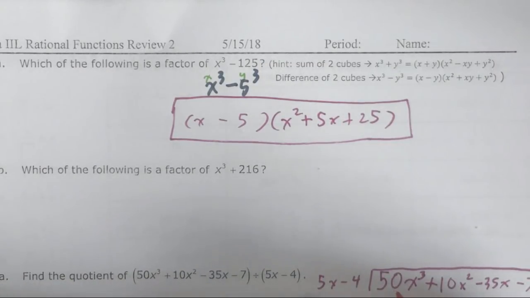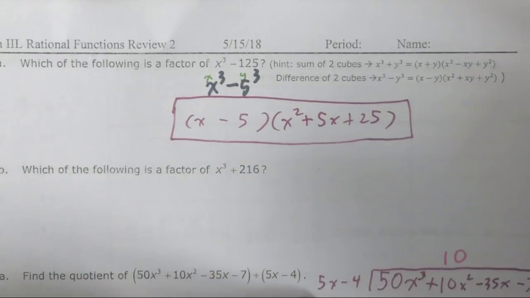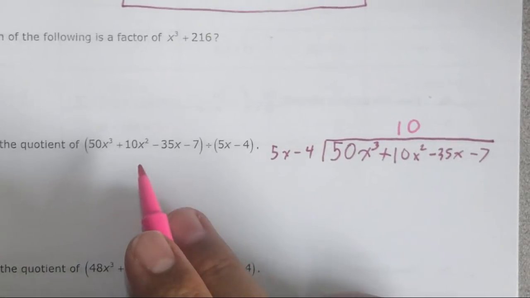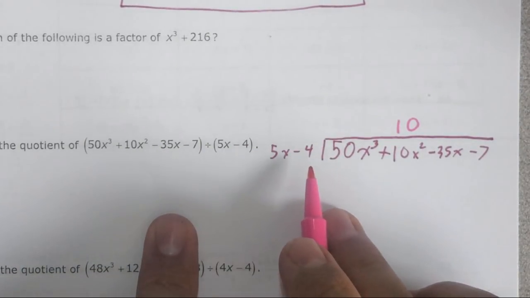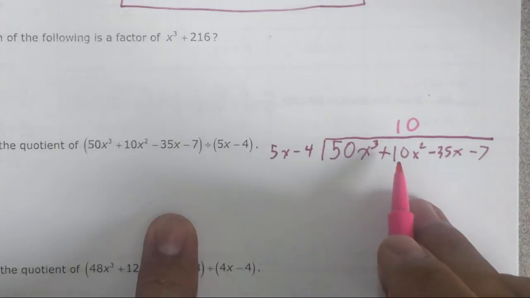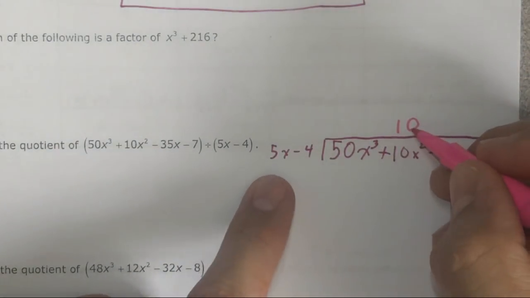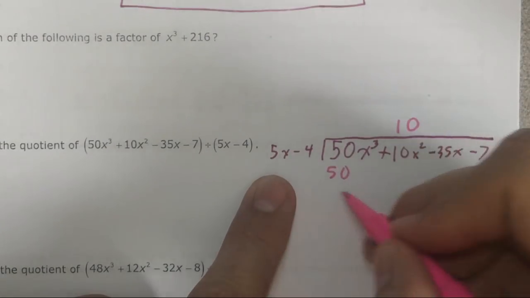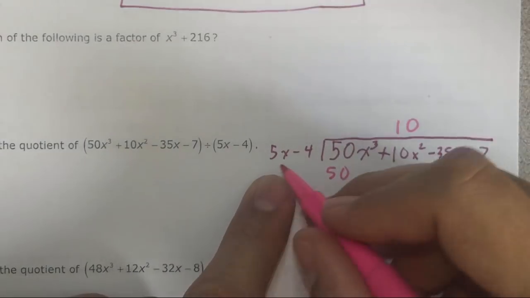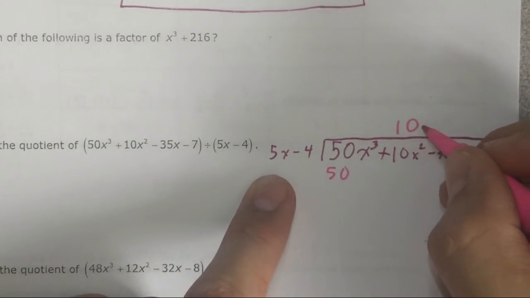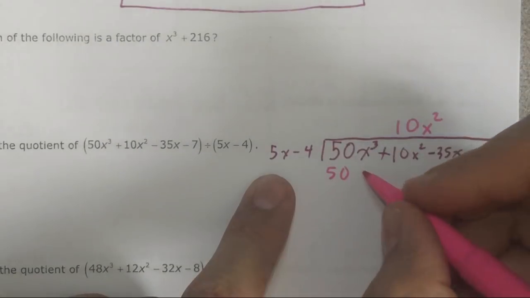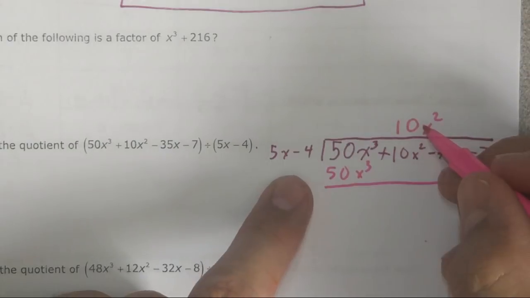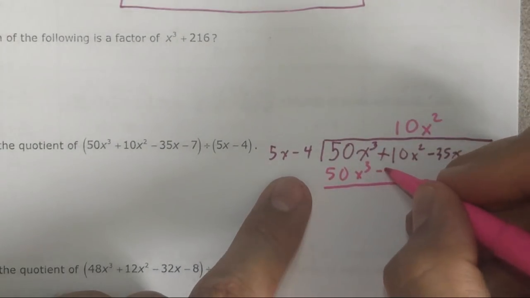How many times does 5 go into 50? That goes in 10. Oh, you can't see that. I'm sorry. First one in the box, second one outside the box. We're looking binomial, binomial. Which one goes in the box? 10 times 5 is my 50. See how they're matching here? X times what gets us x to the 3rd? This has to be x squared. X squared times x, x to the 3rd. Then 10 times negative 4 is negative 40.